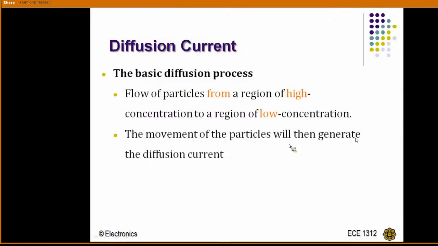What is a diffusion current? It is the flow of particles, which may be electrons or holes, from the region of high concentration to the region of low concentration. Generally, the movement of the particles causes the diffusion current.